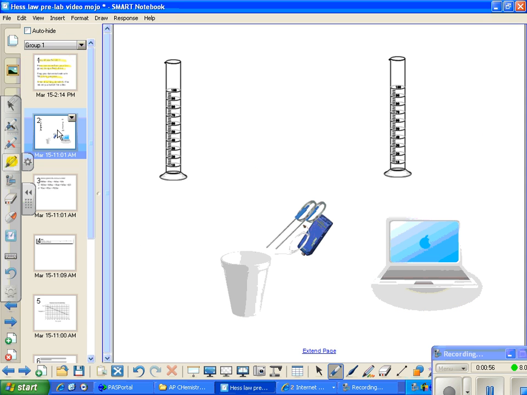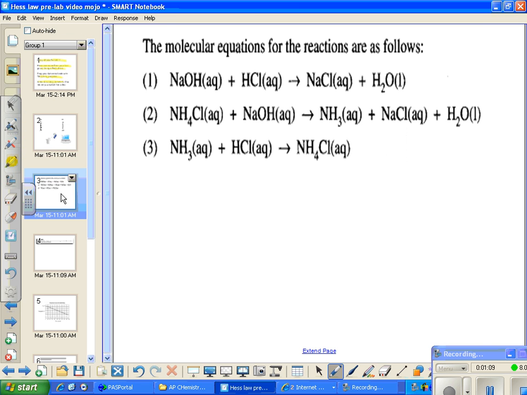All right, here we go. Basically, this is what you're going to do tomorrow. You're going to do a chemical reaction in a styrofoam cup. That's going to be our calorimeter. So what we're going to do is we're going to do three reactions. Here are the three reactions: NaOH and HCl. You're going to react NH4Cl and NaOH, and then you're going to react NH3 and HCl.